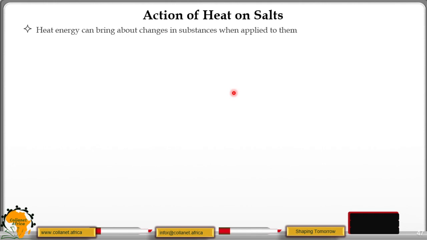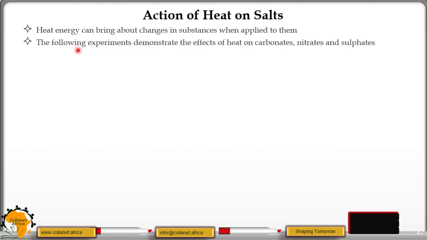In this lesson, we're going to look into the action of heat on salts, what happens when salts are heated. And in this 8th lesson, we are going to tackle the action of heat on carbonates. Heat energy can bring about change in substances when applied to them. You can have an increase in mass or a decrease in mass depending on the type of compound that you are working with. The following experiment demonstrates the effect of heat on carbonates, nitrates, and sulfates.